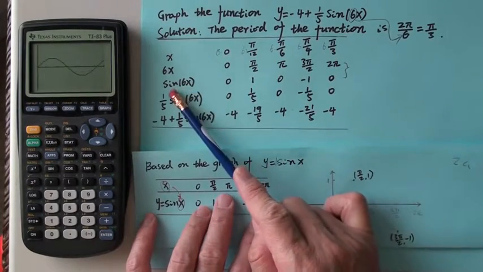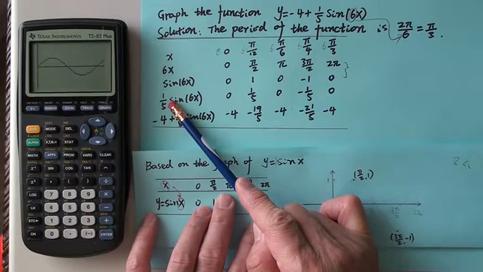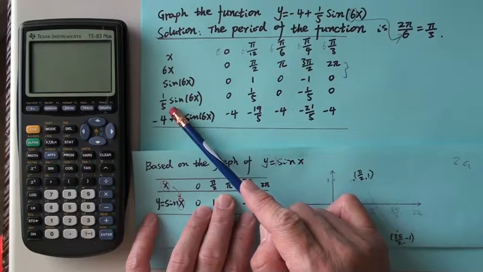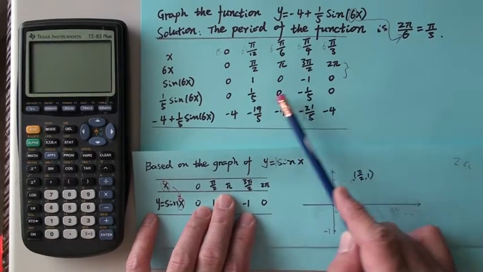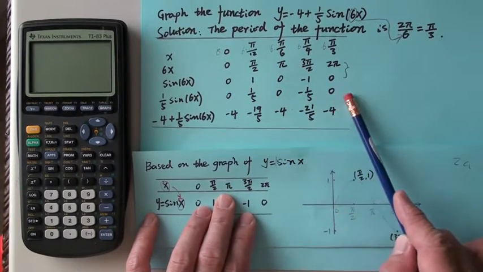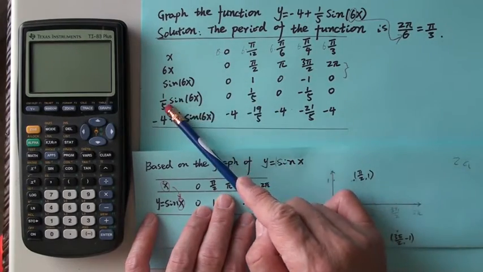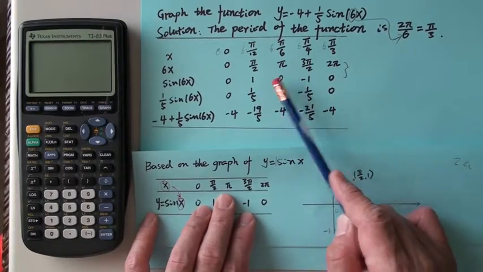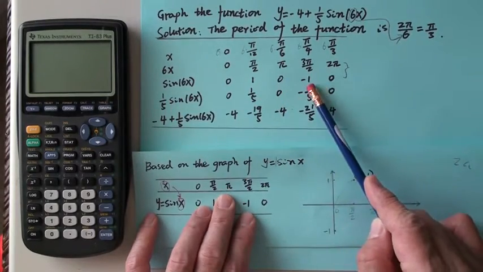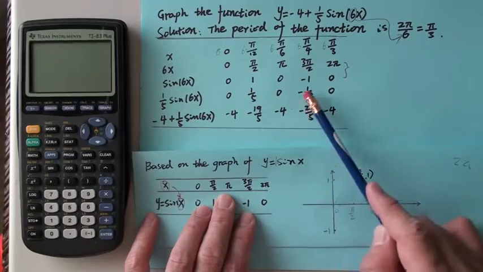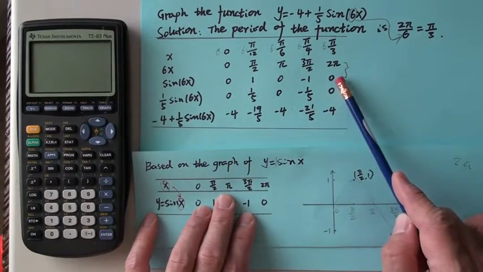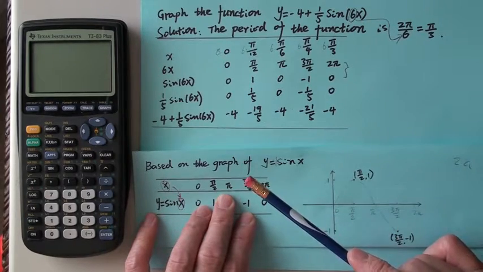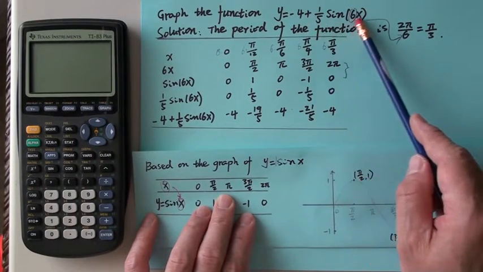Now after you get sine 6x, each value must be multiplied by 1/5. So 1/5 times each value upstairs gives each value downstairs. 0 times 1/5 is 0. 1 times 1/5 is 1/5. Negative 1 times 1/5 is negative 1/5. And then 0. You are not done up to this far.